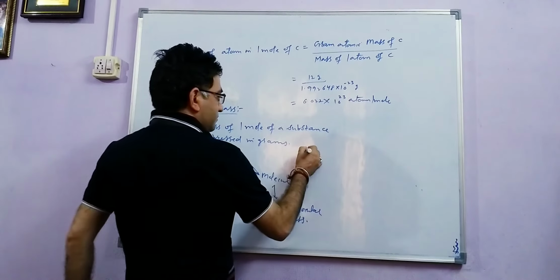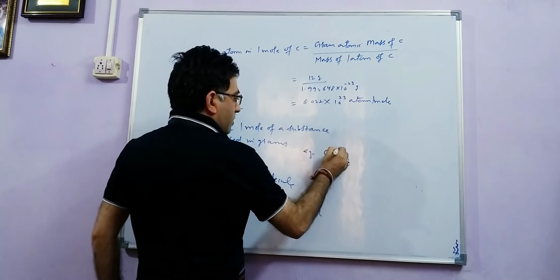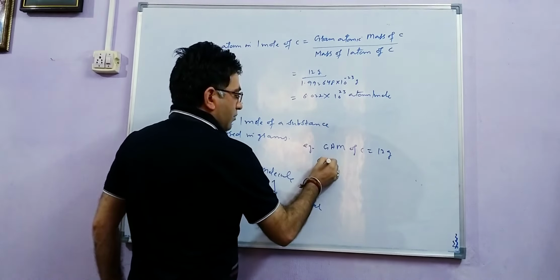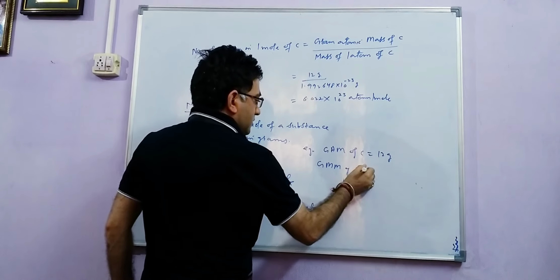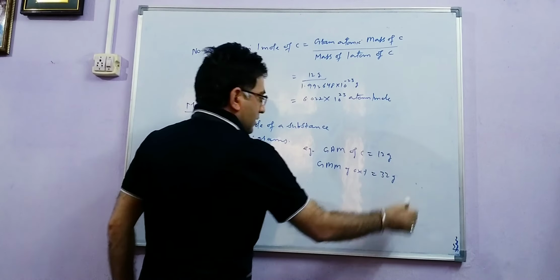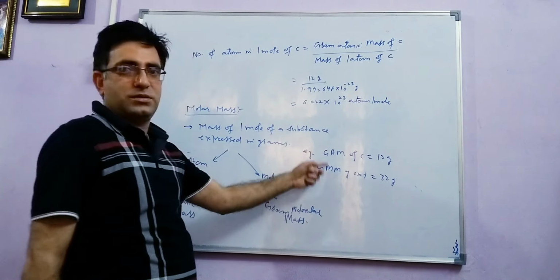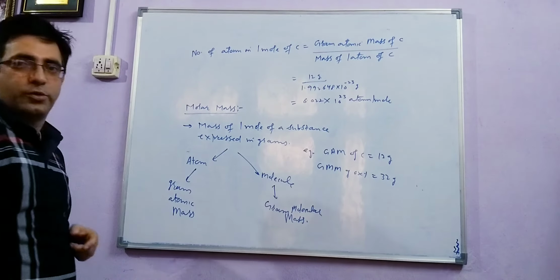For example, gram atomic mass of carbon is equal to 12 gram. Gram molecular mass of oxygen equal to 32 gram. Clear? Get your point? This becomes the molar mass. Molar mass is a bigger quantity than AMU.